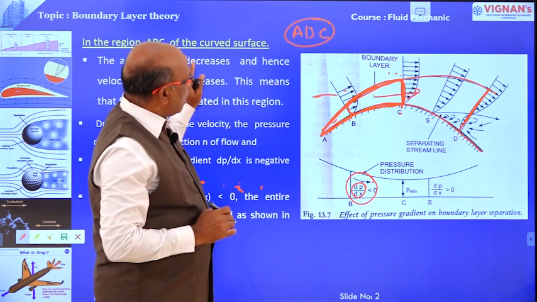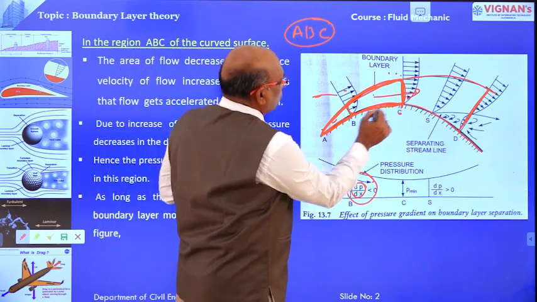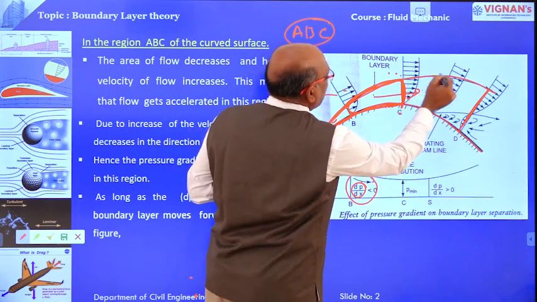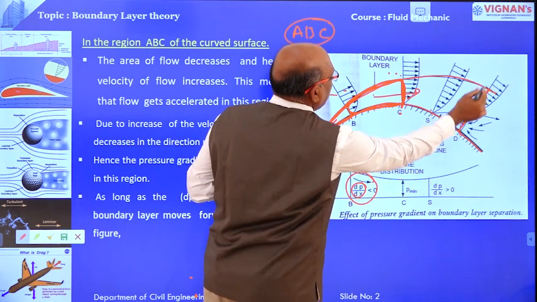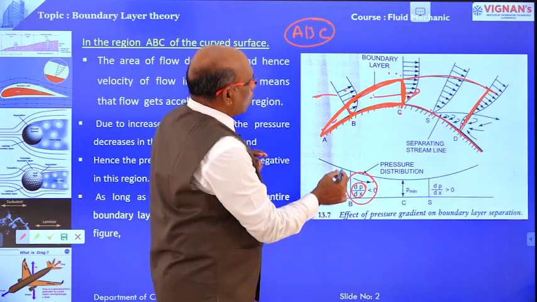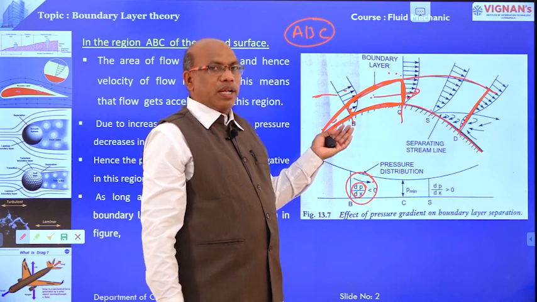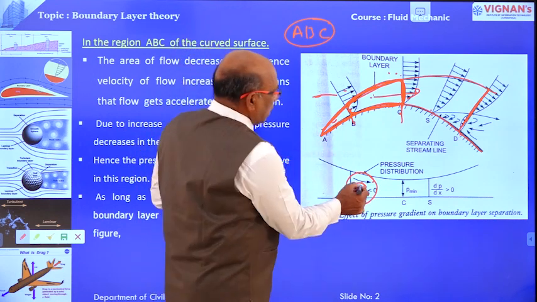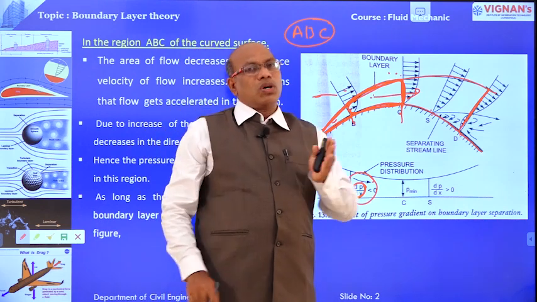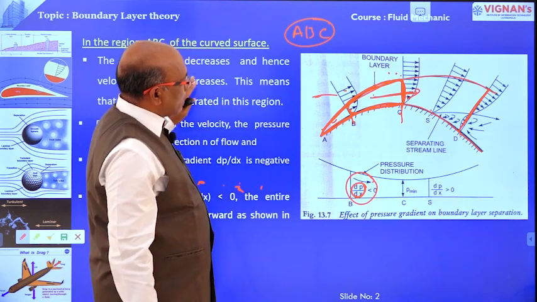As per this diagram and this statement, what we have gained is that from point B to point C, the cross-sectional area is very small as compared with the cross-sectional area of the curve CSD. Therefore, velocity is more, pressure is less, and automatically the pressure gradient in this zone is less than 0, or negative. As long as the pressure gradient is less than 0, the boundary layer moves towards the forward direction. This is regarding the zone ABC.